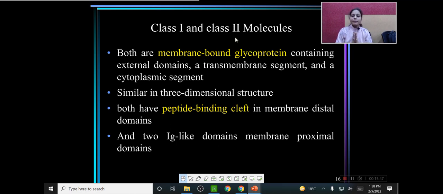So class first and class second molecules are both membrane bound glycoproteins. MHC molecules are membrane bound glycoproteins, right? Both contain an external domain, a transmembrane segment and a cytoplasmic tail. Similar in three-dimensional structure, both have a peptide binding cleft, but class first has the alpha 1 and alpha 2 peptide binding cleft, whereas class second has the alpha 1 and beta 1, right? And two immunoglobulin-like membrane proximal domains are present.